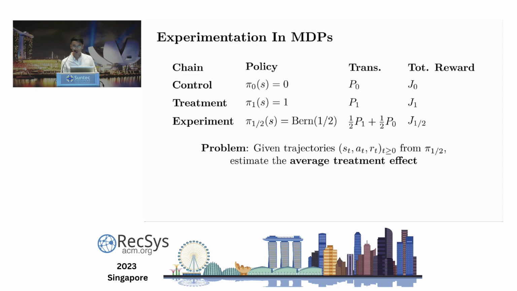Having said that, we can now pose our problem. Given trajectories of states, actions, and rewards, S, A, and R, drawn according to the experiment policy pi 1/2, we want to measure the average treatment effect, which is defined as J1 minus J0. That's the total reward under global treatment minus the total reward under global control. From here, you can see immediately why this is a problem of off-policy evaluation. We're executing one policy, the experiment policy, and we're trying to evaluate the value of two policies that we don't actually get to see, global control and global treatment.